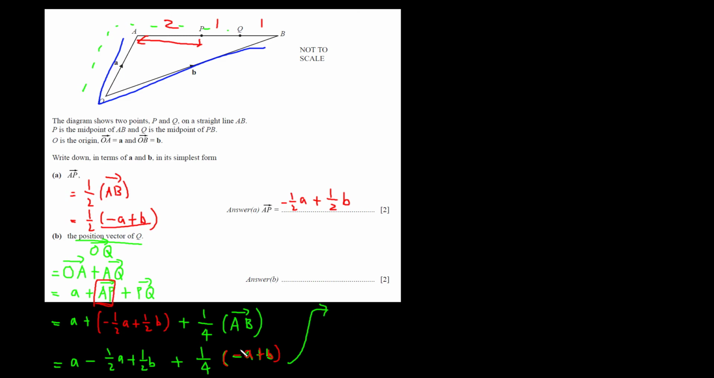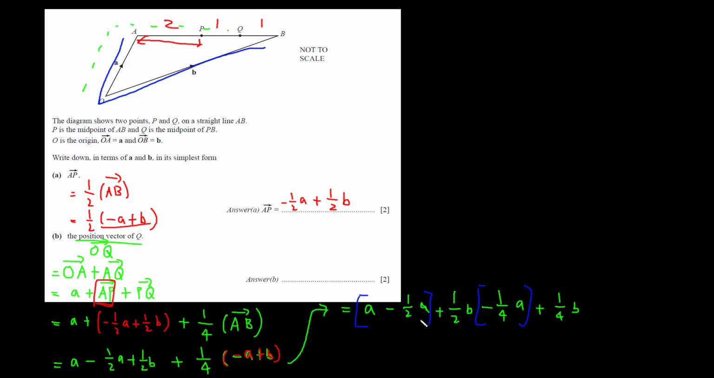Continue your working here. Now group up all your like terms, or at least expand them first. Half A plus half B minus 1 over 4A plus 1 over 4B. Group up all of your like terms. A, then you have your B's.